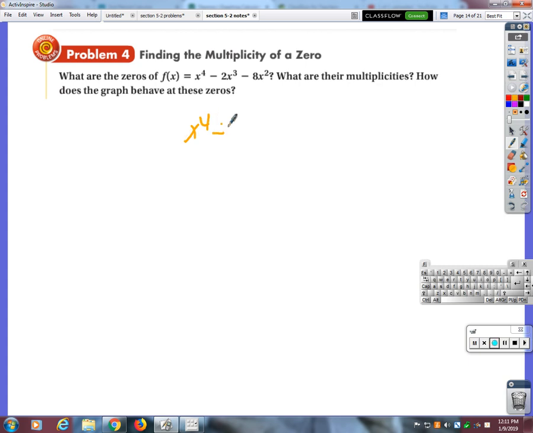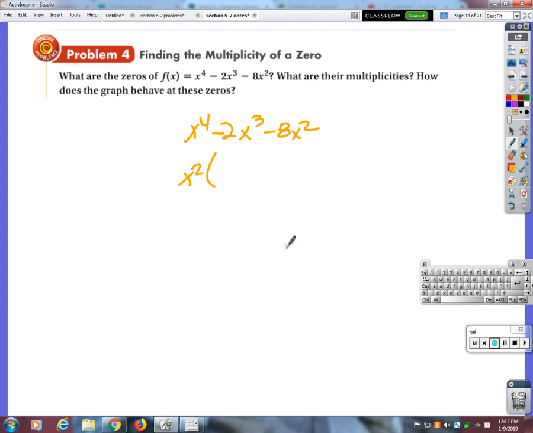So if I factor x to the fourth minus 2x cubed minus 8x squared, what can I factor out of those three terms first? Not just an x, but an x squared, right? Because in this case, the lowest exponent is squared. So I'm going to factor an x squared out of that.